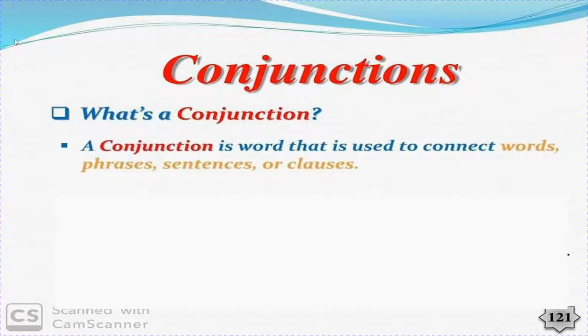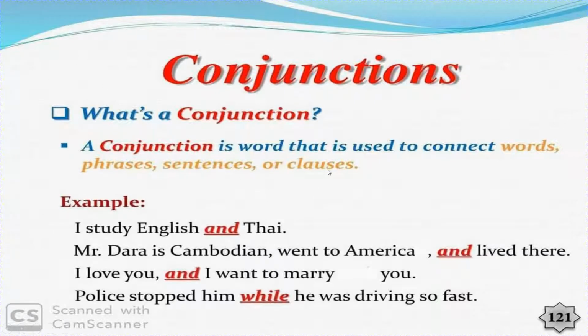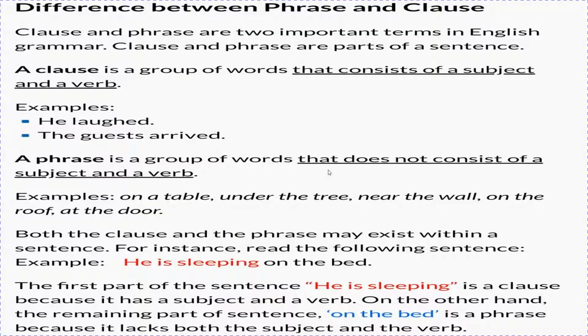We have already learned that a conjunction is a word that is used to connect words, phrases, sentences, or clauses. Let's read the examples also. First one is, I study English and Thai. I have already explained to you that "and" is used for similar things. Next one is, Mr. Dara is Cambodian, went to America and lived there. Third example is, I love you and I want to marry you. And the last one is, police stopped him while he was driving so fast. "While" is used for timings.